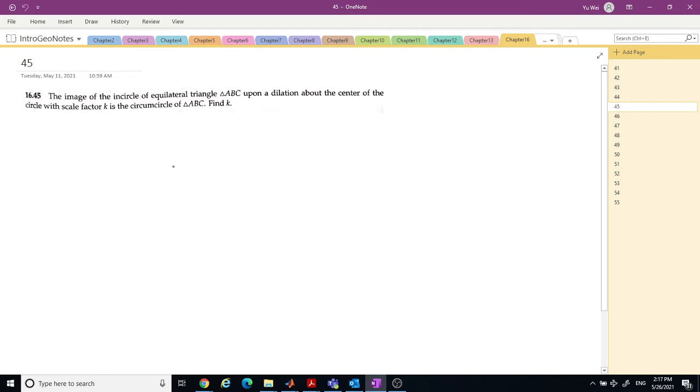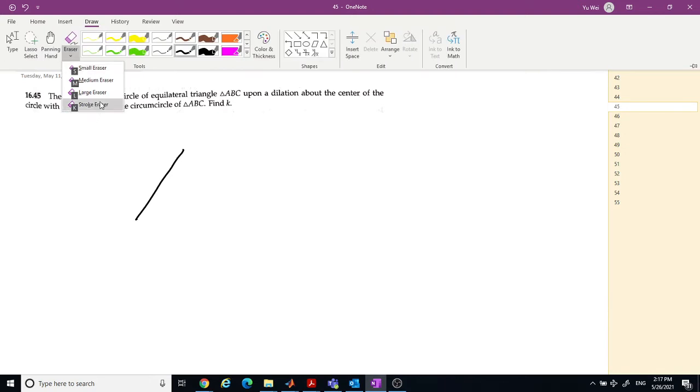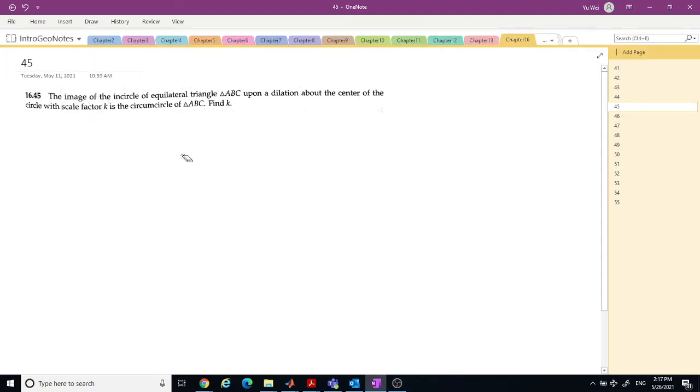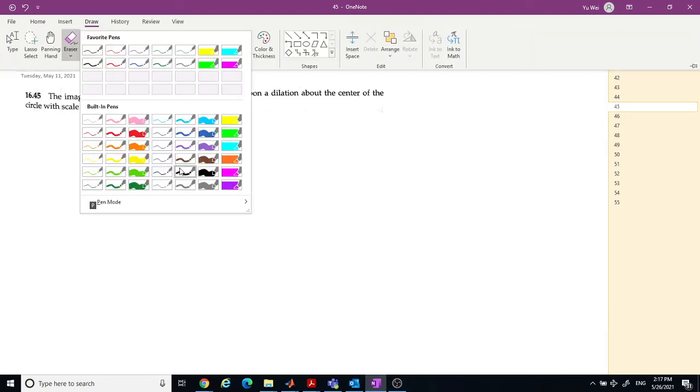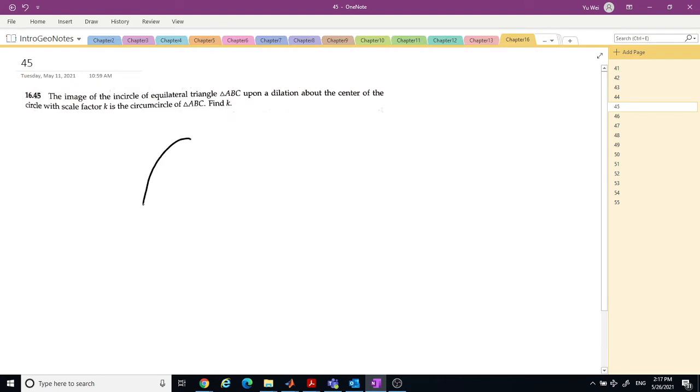So the image of the incircle of the equilateral triangle upon dilation about the center of the circles with the scale factor K is the circumcircle. So now, we always draw the circle first because the circle is hard to draw, right?